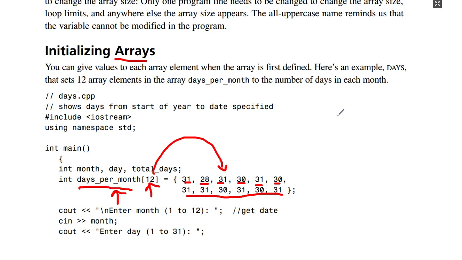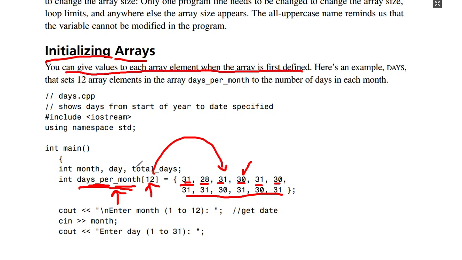We are initializing an array of 12 elements, and at the time of definition, we are saying what? The value stored in the first element is 31. The value stored in the second element is 28. The next element is 31. The next element is 30, and so on. So at the time of definition, we are actually giving numbers, and this is called initializing an array. So you can give values to each array element when the array is first defined.